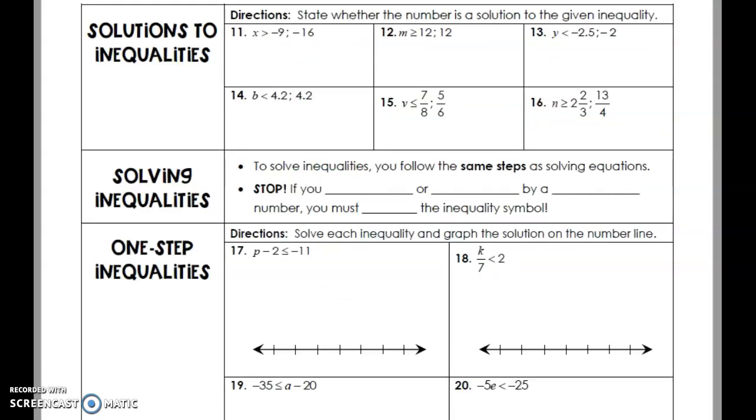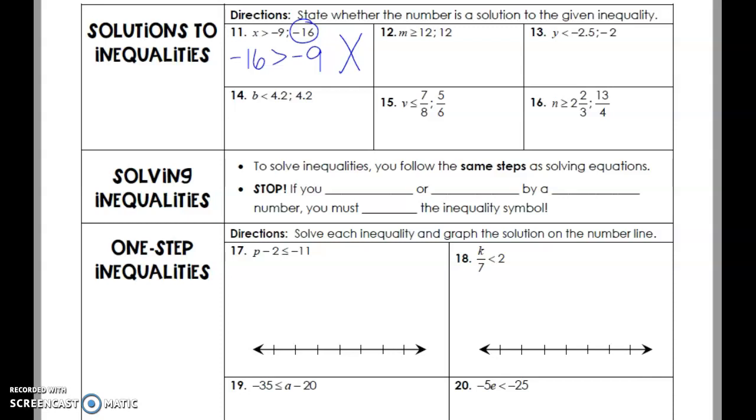Solutions to inequalities. State whether the number is a solution to the given inequality. What we do here is we replace our variable with the number that we see at the end of our problem. So number 11, x is greater than -9. We're going to replace x with -16. So -16 is greater than -9. That's not a true statement. So -16 cannot be a solution to this inequality. -16 is a number less than -9, so that is not a true solution.